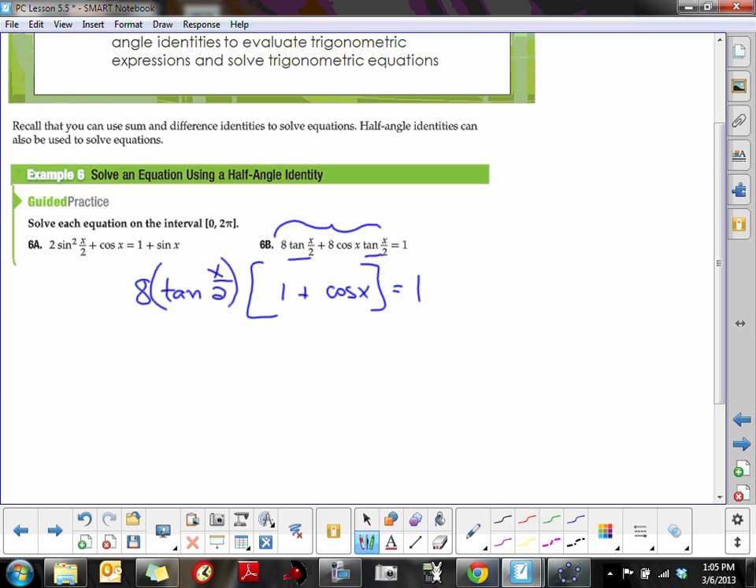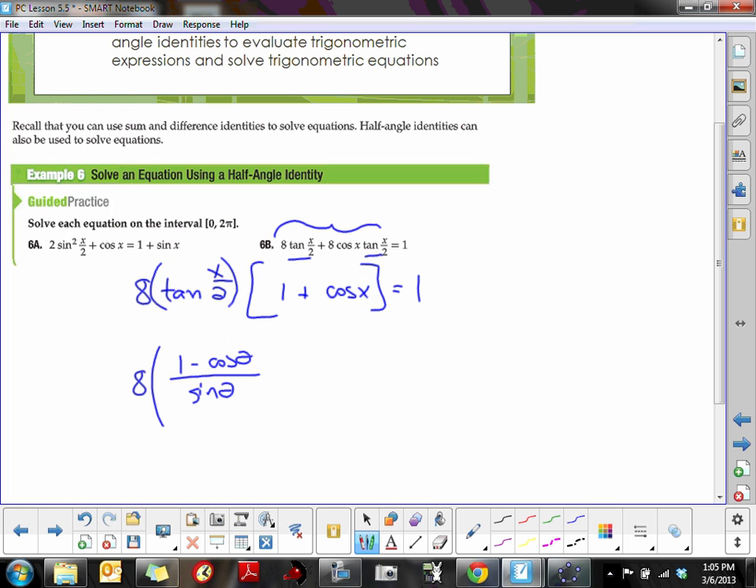Now at this point we need to insert our substitution for tangent of x halves. So I'm going to come back and get our half-angle identity formula for that. I'm just flipping through here. There are 3 different versions of that we can use. I'm going to use the version that I think is probably the easiest to work with, and that is for tangent of x halves, 1 minus the cosine of theta all over the sine of theta.